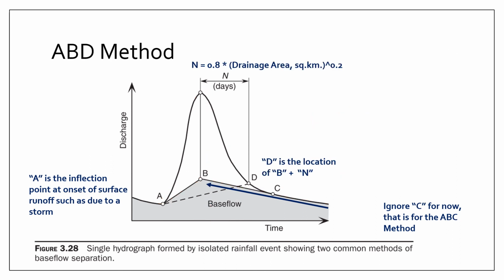Now, the other method is your ABD method. So we have 3 points here, A, B, and D. And as before, A is the inflection point or the start of the increase in your discharge. So that is A. And then B again is the point of your peak discharge. So this is your peak. You just draw a vertical line down. And then D is the location. So you have to compute this location.